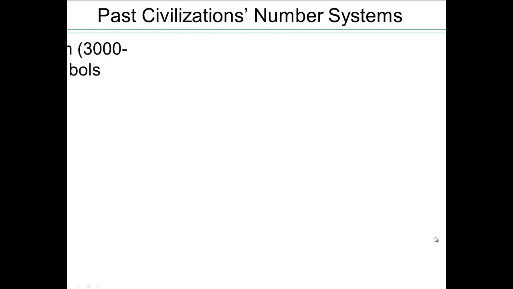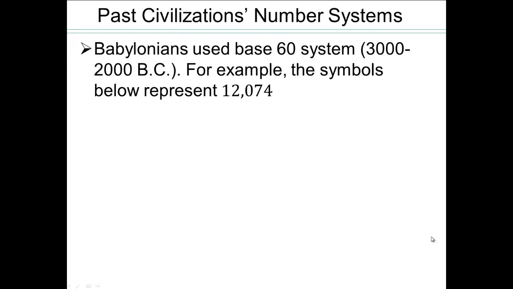So let's look at some of the past civilizations and what kind of number systems they used. The Babylonians, 3 to 2000 BC, almost 5,000 years ago, used a base 16 number system, which we still use to this day when we're looking at the clocks.